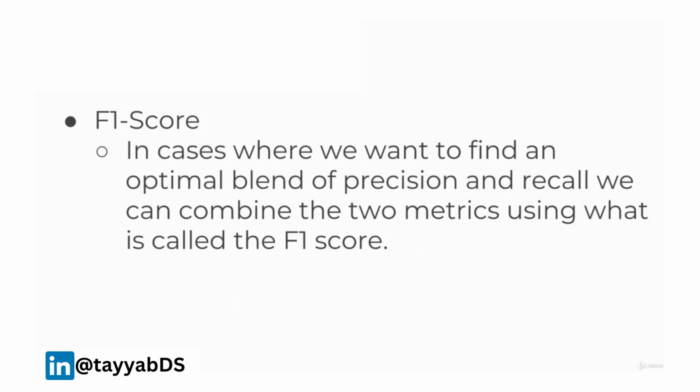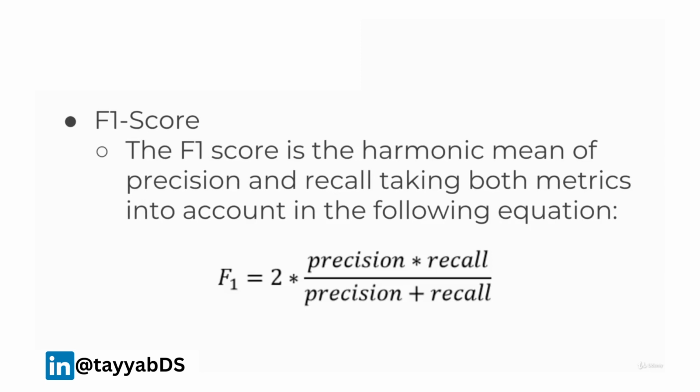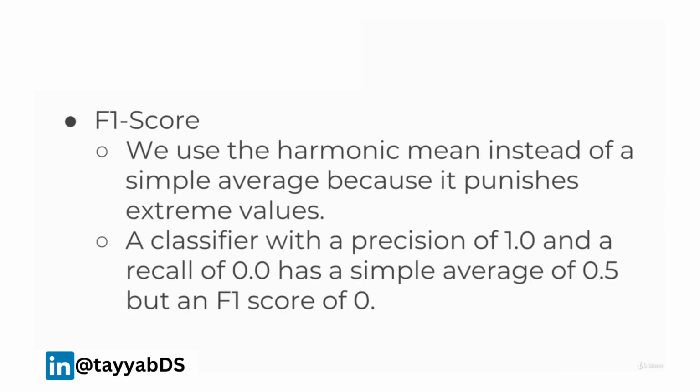And in cases where we want to find an optimal blend of precision and recall, we can combine the two metrics using what is called the F1 score. The F1 score is the harmonic mean of precision and recall, taking both metrics into account in the following equation. We say F1 score is equal to 2 times, and in the numerator we have precision times recall, and then in the denominator we have precision plus recall. And this is known as taking a harmonic mean instead of just a normal mean. And the reason we use the harmonic mean instead of a simple average is because it punishes extreme values.